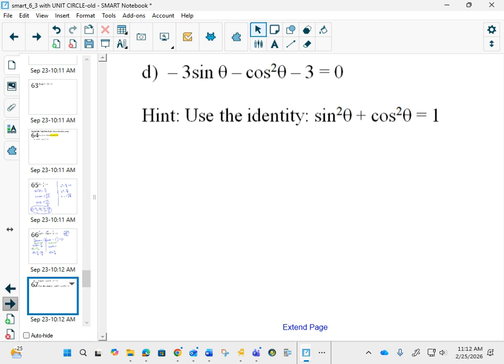Now, if I change this to algebra, part D is asking the following. Solve minus 3y minus x squared minus 3 equals 0. And in grade 11, you were not able to solve that because you had 2 variables. You have an x and a y. If you have 1 equation and 2 variables, you can't solve.